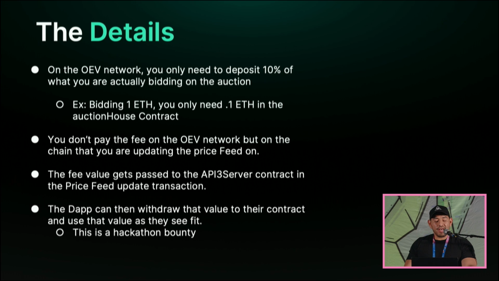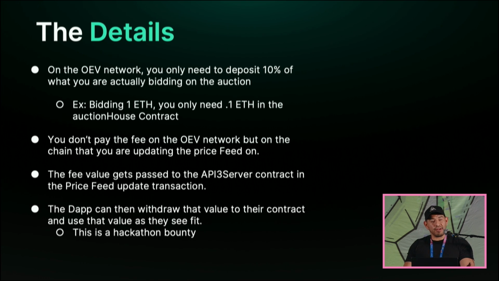The fee value gets passed from the API3 server to the price feed update transaction. So when you're updating the price feed, that's when you're paying the fee, and it goes into the auction house server. Then the DApp can withdraw the value that you paid as the update fee into their contract, and then they can use the value how they see fit.